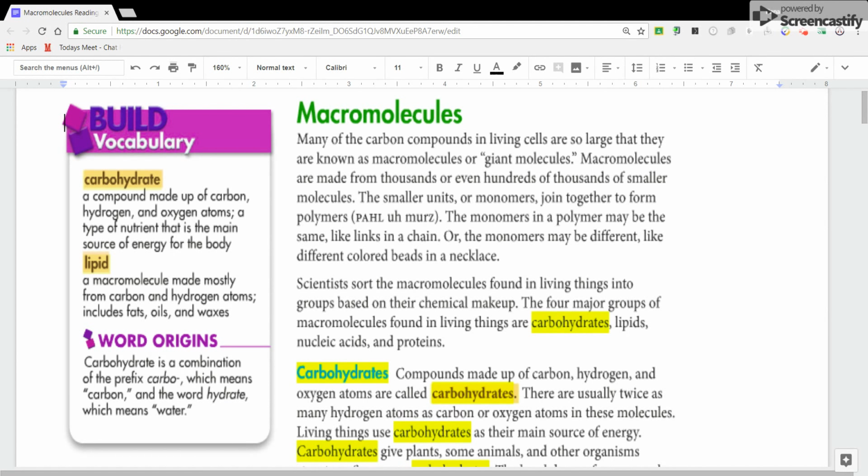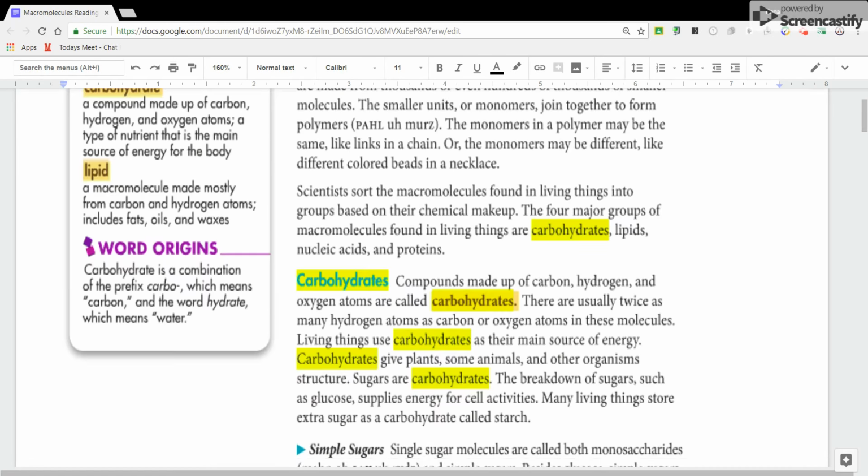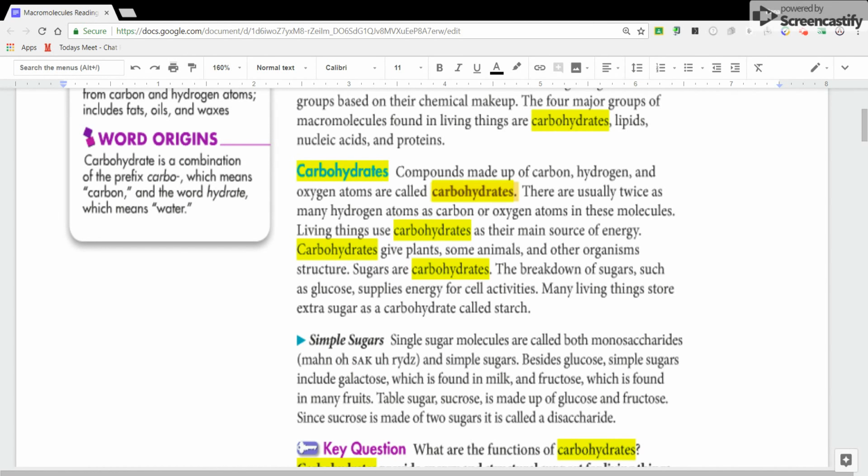Carbohydrates. Compounds made up of carbon, hydrogen, and oxygen atoms are called carbohydrates. There are usually twice as many hydrogen atoms as carbon or oxygen atoms in these molecules. Living things use carbohydrates as their main source of energy. Carbohydrates give plants, some animals, and other organisms structure. Sugars are carbohydrates. The breakdown of sugars, such as glucose, supplies energy for cell activities. Many living things store extra sugar as a carbohydrate called starch.